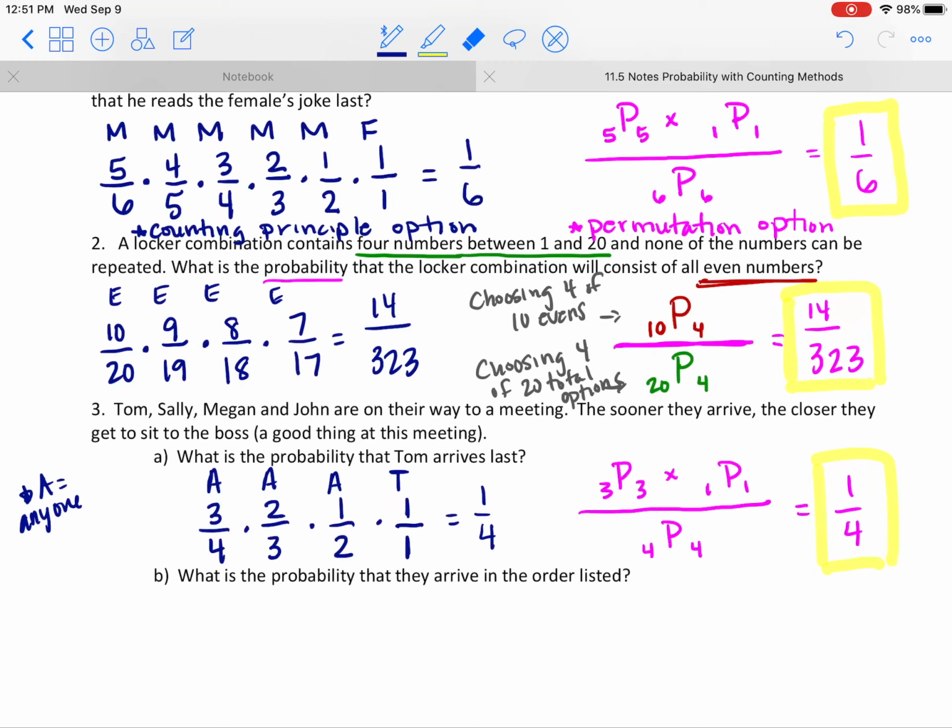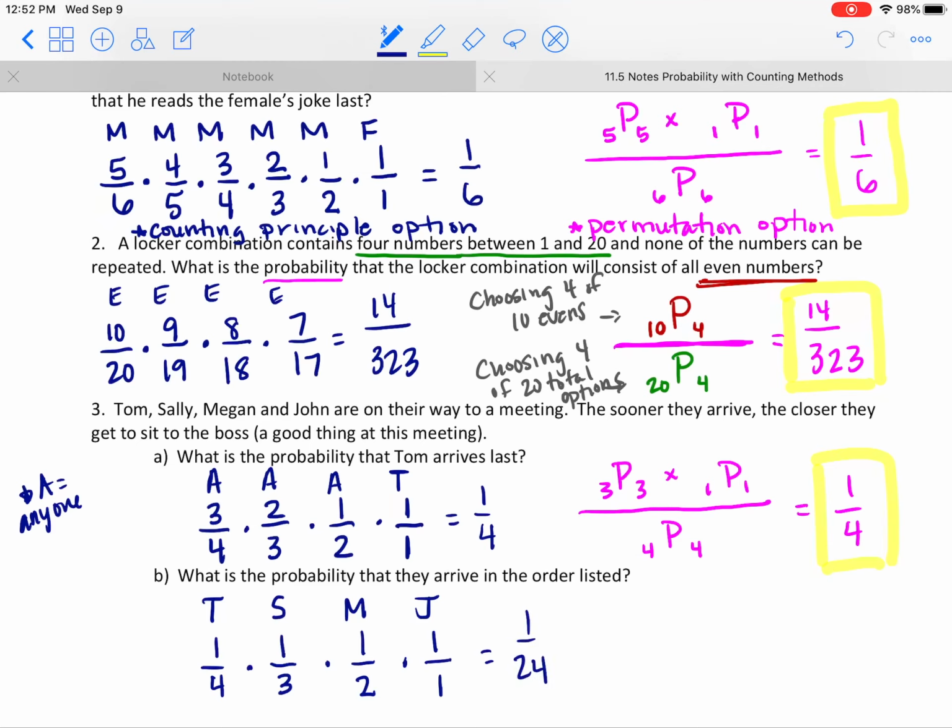So if they arrive in the order that's listed, that means it has to be Tom, and then it has to be Sally, and then it has to be Megan, and then it has to be John. Okay? So there's only one Tom out of the 4 total people. There's only one Sally out of the 3 remaining people. There's only one Megan out of the 2 remaining people. And then only one John out of the 1 remaining person that could arrive in that order. So that's going to be 1/24.